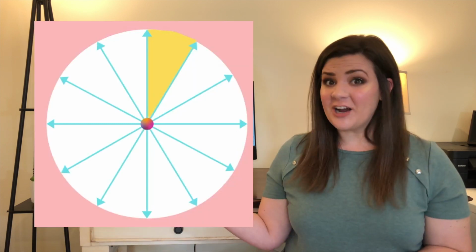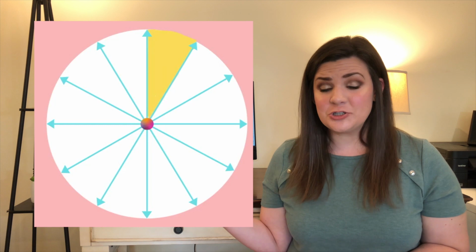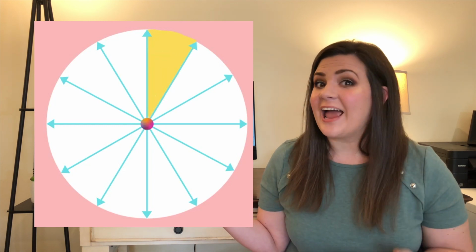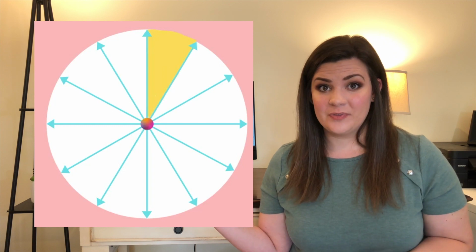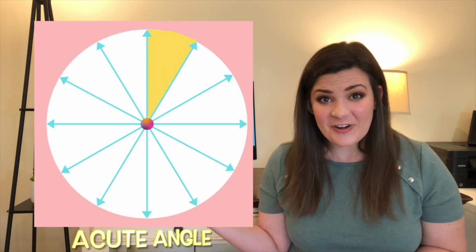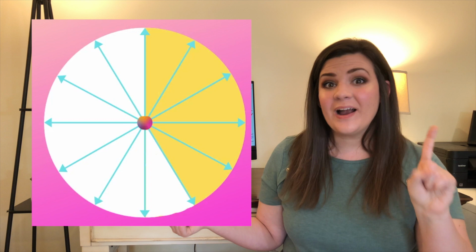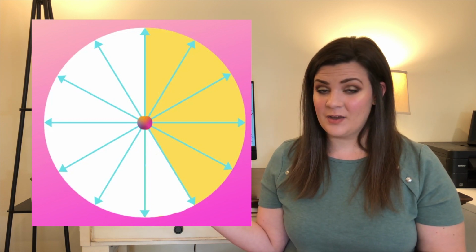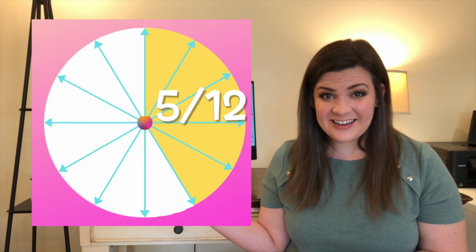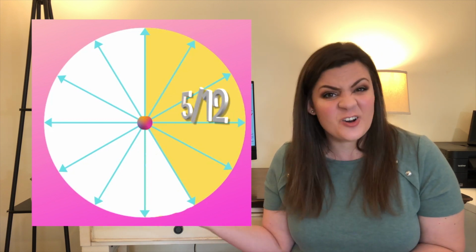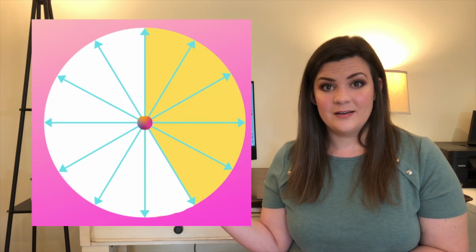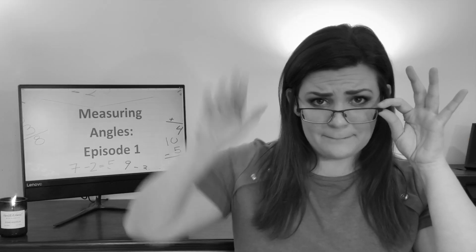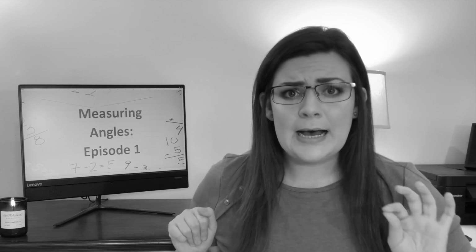Fantastic. What fraction of this circle is shaded? Did you say 1/12? Awesome. What kind of angle does this form? Did you say an acute angle? Fantastic! What fraction of this circle is shaded here? Did you say 5/12? Awesome! What kind of angle does it make? Did you say obtuse? Awesome!